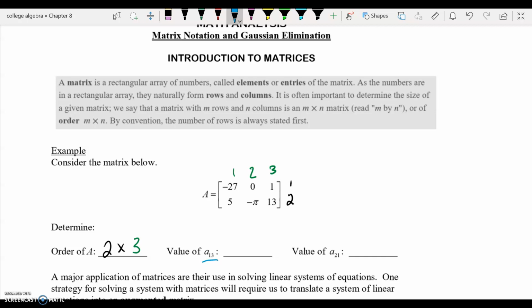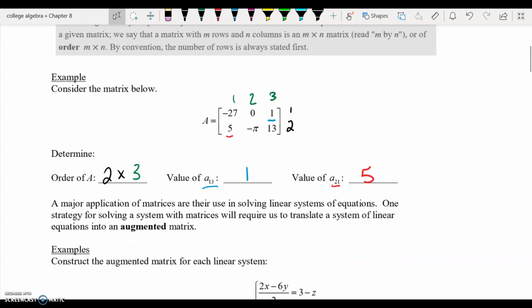They want you to find a specific value. They're going to give you the row first and then the column second. So I'm going to go to row 1, column 3. My number is going to be 1. Next one, I want to go to row 2, column 1. My number is going to be 5. So it's always row by column.